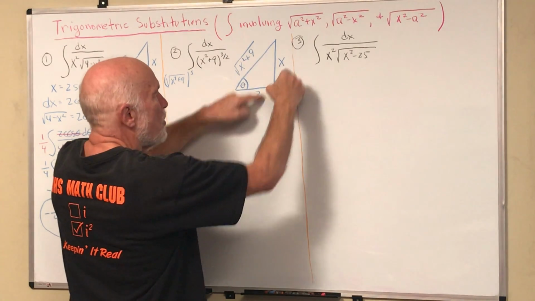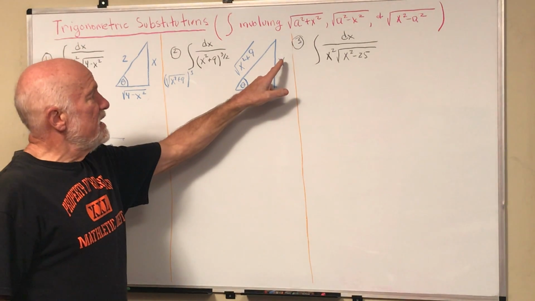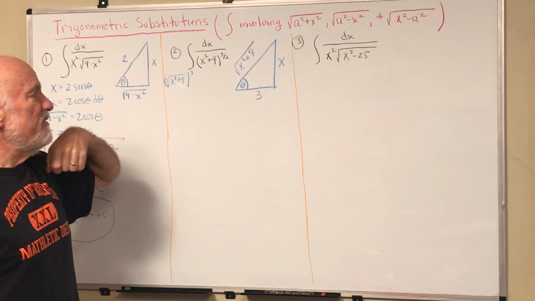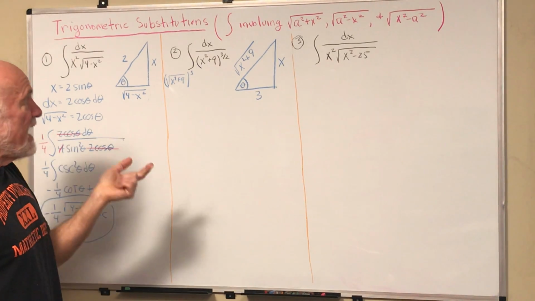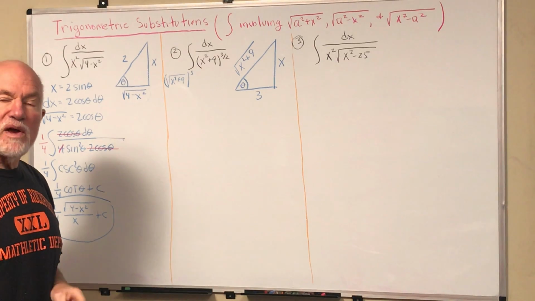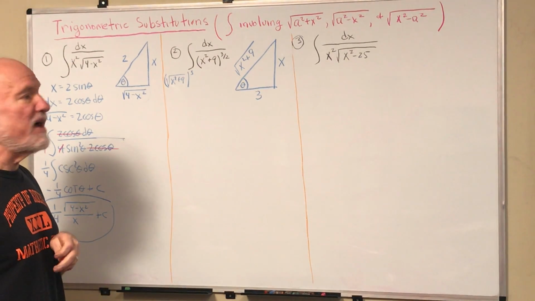Now these could go either way. I've always found that it's best to put x across from theta, if possible. If not, put this across from theta. It always would work the other way, but from my experience, it comes out slightly easier if you do it that way.